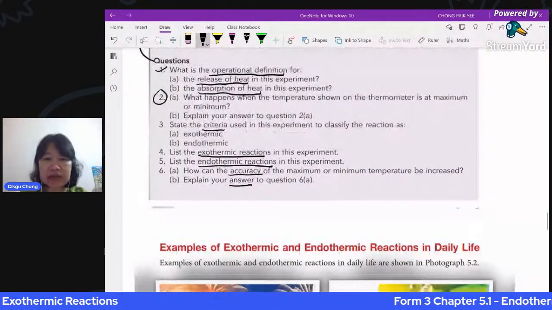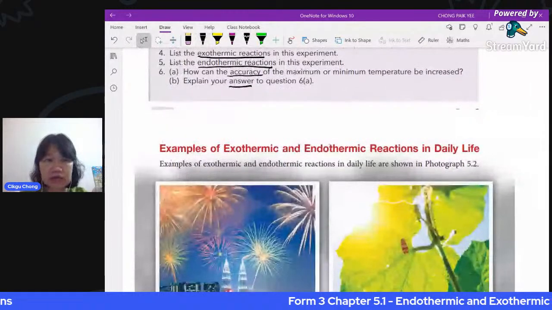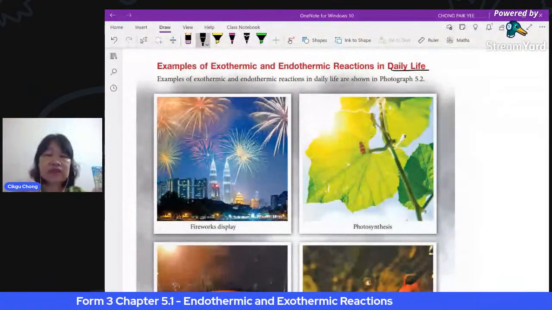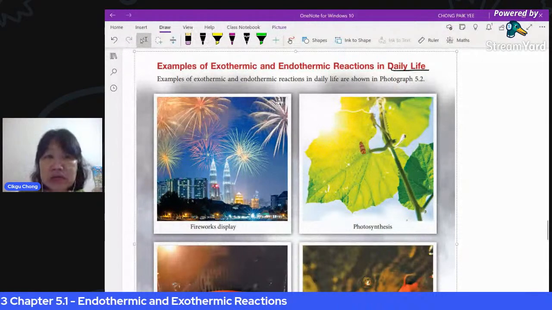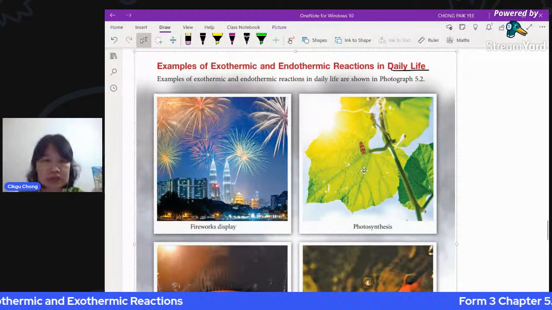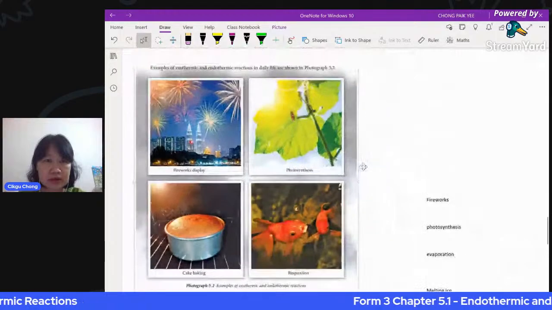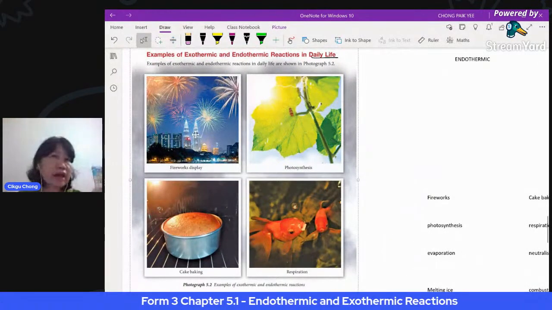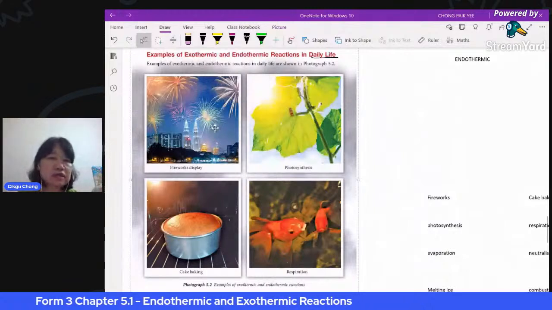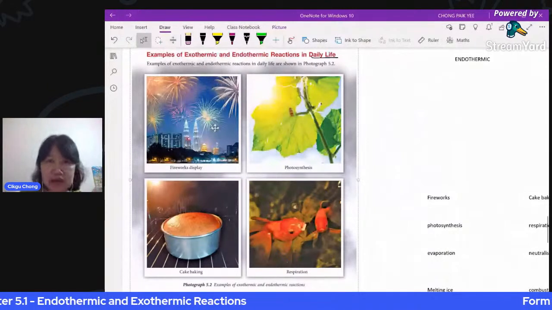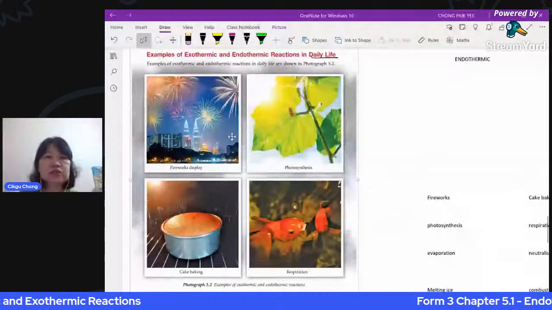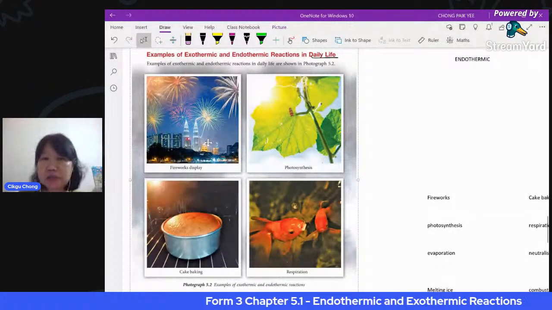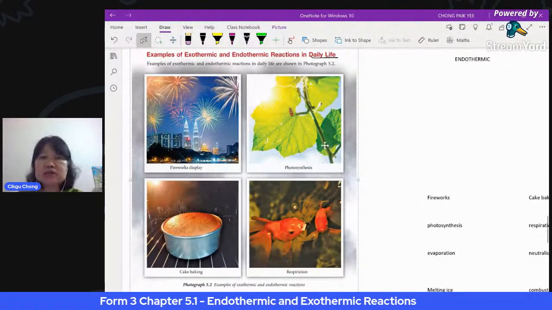Okay, now after this, I want to go through the examples in everyday life. What are the examples of endothermic and exothermic reactions? So you will see here, fireworks display. If it's something where you can see fire, you notice there is light or fire produced. Usually these are the ones producing heat, so they will be considered as exothermic.